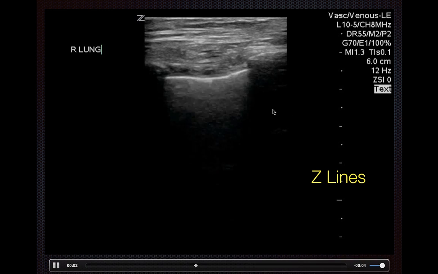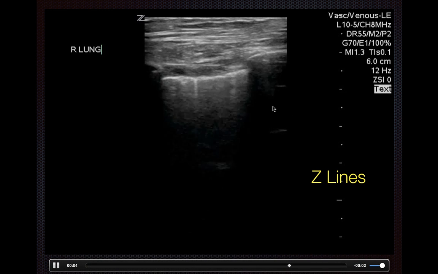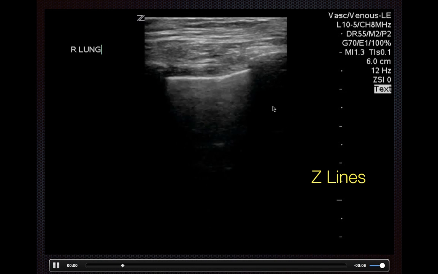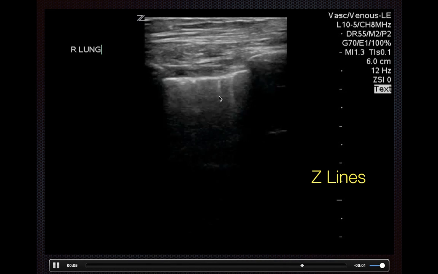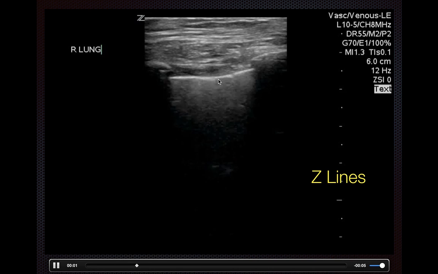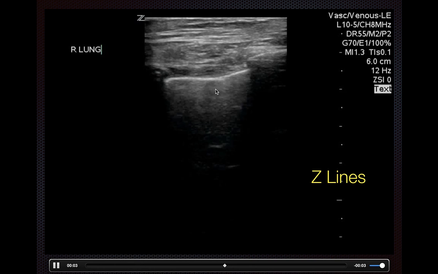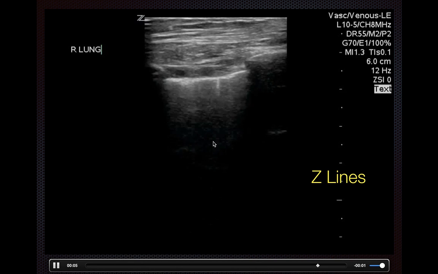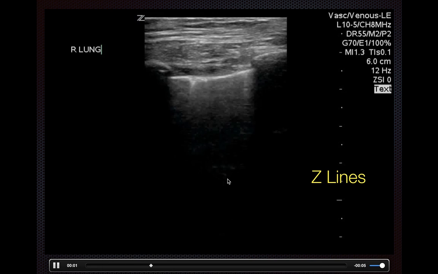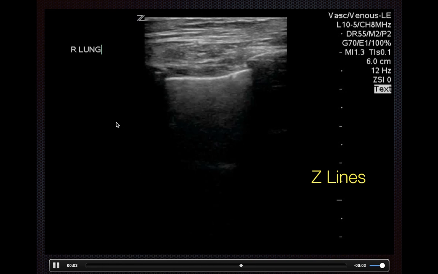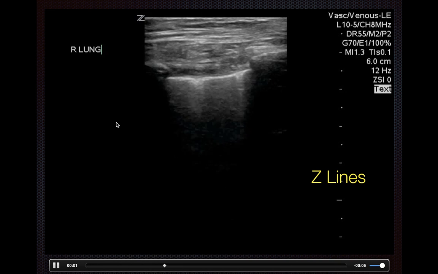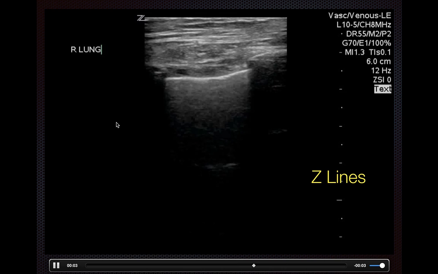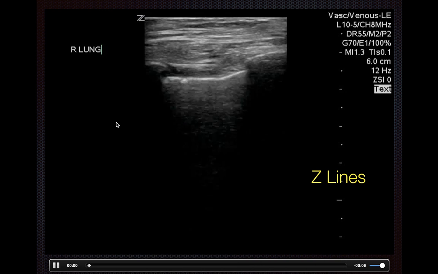So what I was describing earlier is that you have this other type of reverberation artifact called Z lines, or Z lines in Canada. You can see these reverberation artifacts, but they peter out around 3 or 4 centimeters or so. They don't actually extend all the way down to the screen. They're actually not of any pathological consequence. At least as of now, they're not known to have any clinical significance.